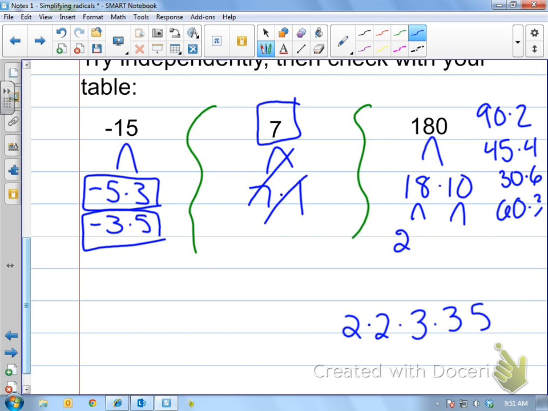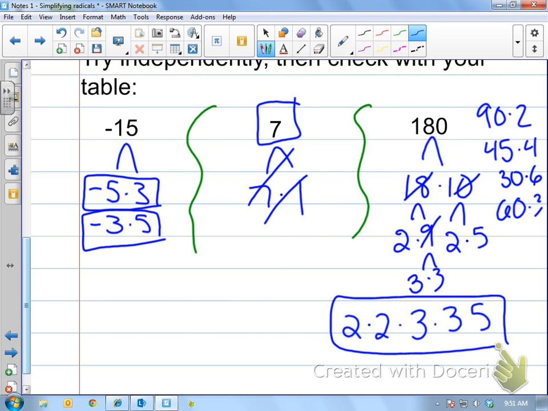So 18 is 2 times 9. 9 is 3 times 3. 10 is 2 times 5. If it helps, cross out the ones that are not on the ends of the branches because we don't use those. Remember, your answer should only consist of prime numbers. And I do want you to write your answer like that. Don't just show me the factor tree. Show me you know what your answer looks like.